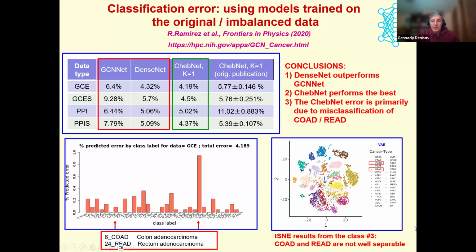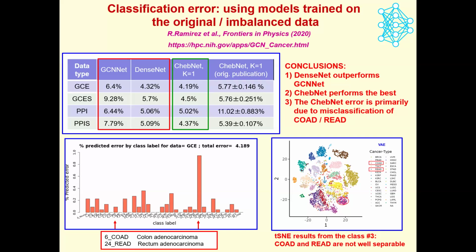Any questions? I have a question. So DenseNet doesn't use an adjacency matrix, right? Because it's just all the connections. That's right.